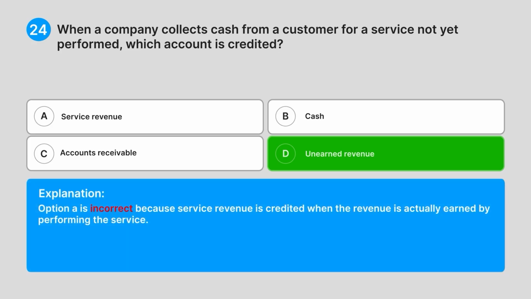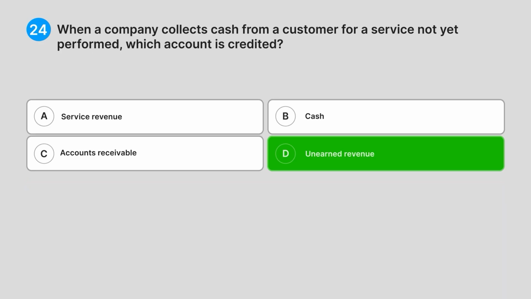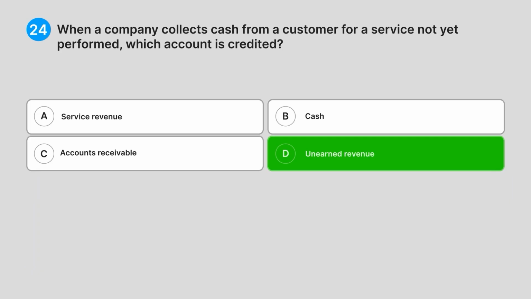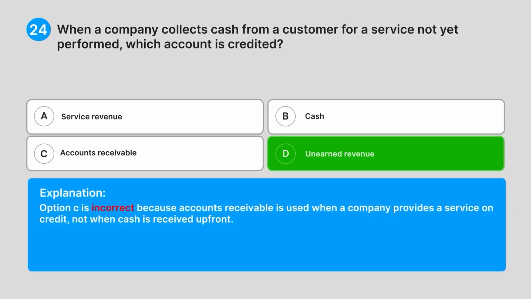Option A is incorrect because service revenue is credited when the revenue is actually earned by performing the service. Option B is incorrect because the cash account is debited when cash is received, reflecting an increase in the company's assets. Option C is incorrect because accounts receivable is used when a company provides a service on credit, not when cash is received up front.